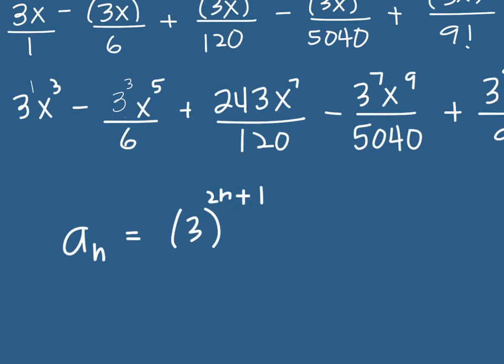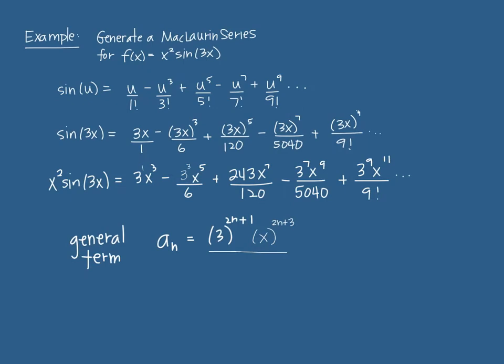Okay, all right, what about the x's? X's are going 3, 5, 7, 9, 11. Okay, 2n plus 3. Okay, and the denominators are 1 factorial, 3 factorial, 5 factorial, 7 factorial, 9 factorial. No, 2n plus 1. 2n plus 1 factorial. How are you getting this? Because it's a pattern of odds. You just need to know that even numbers are made by 2n's. If you need the numbers to be even, odd numbers are made from 2n plus 1.